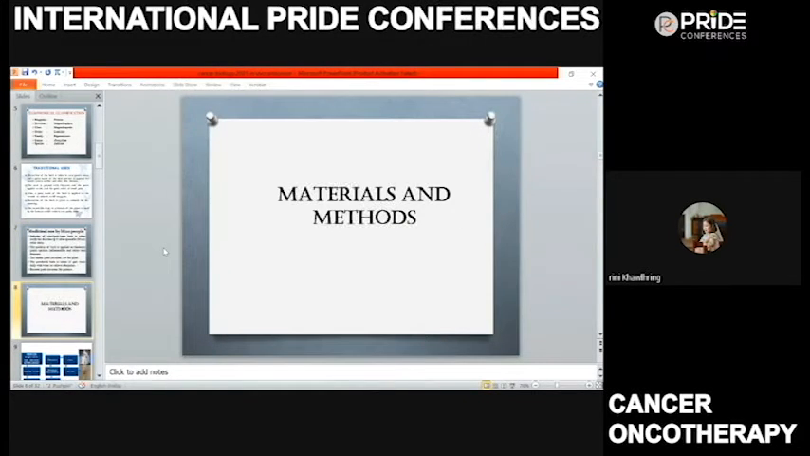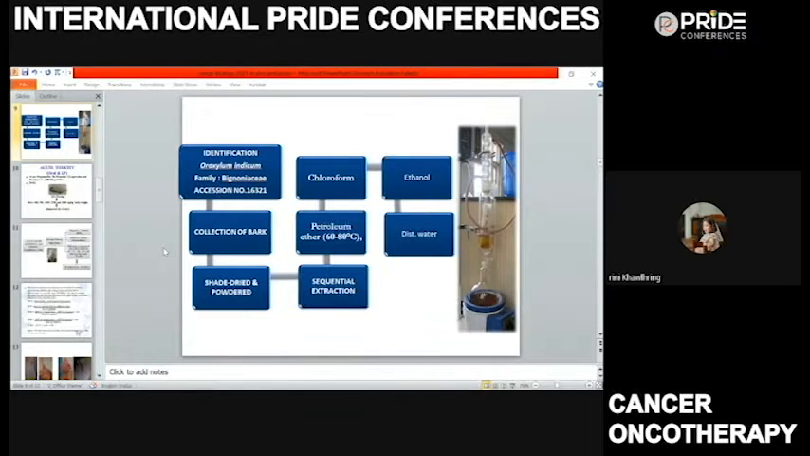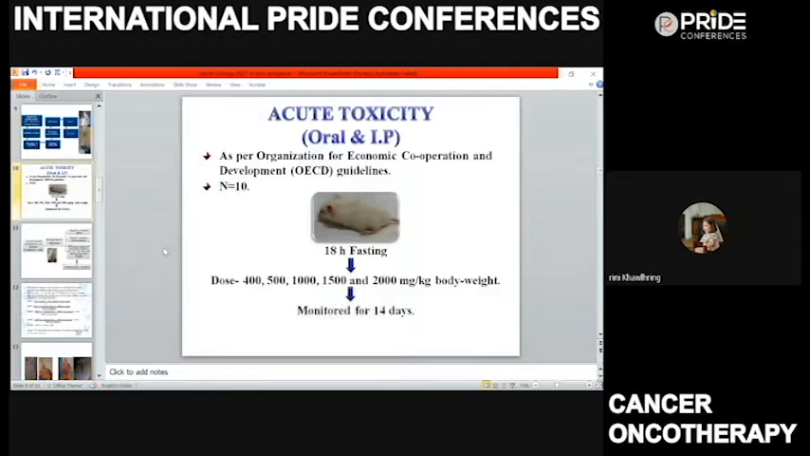So moving on to the materials and method. First, the stem bark was collected as I have mentioned, and after it was shade dried and powdered, it was sequentially extracted using chloroform, petroleum ether, ethanol, and distilled water based on the polarity of the solvents, so that the compounds of the plant may be fractionated based on their polarity.